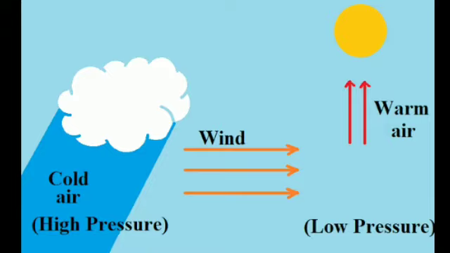Whenever the air is hot, whenever the air is heated, the air becomes lighter. What happened? Air becomes lighter. Okay, so here the air is lighter. That's why what happened? It is moving towards the sky. It is reaching a higher altitude. Means from the north side it is reaching to the south side.